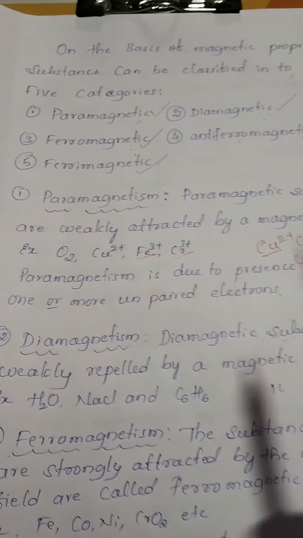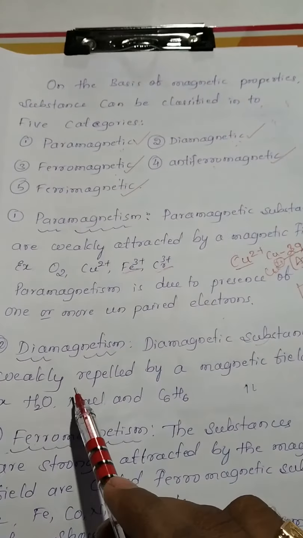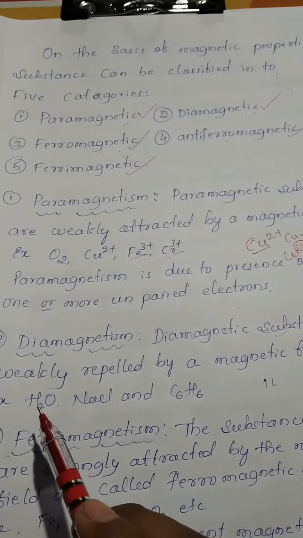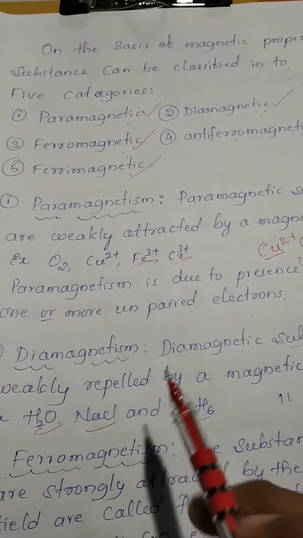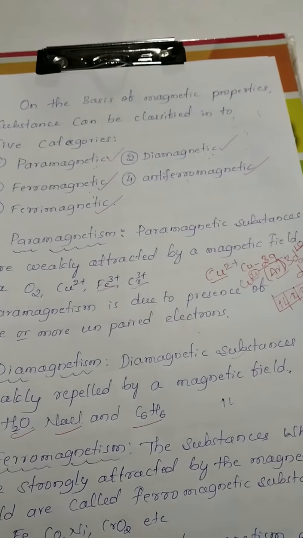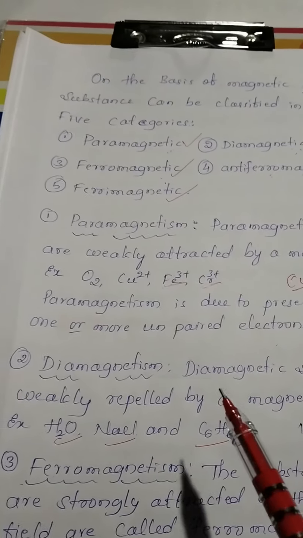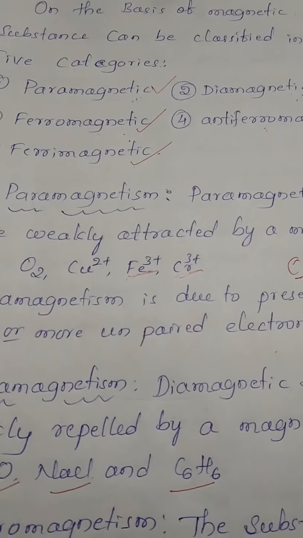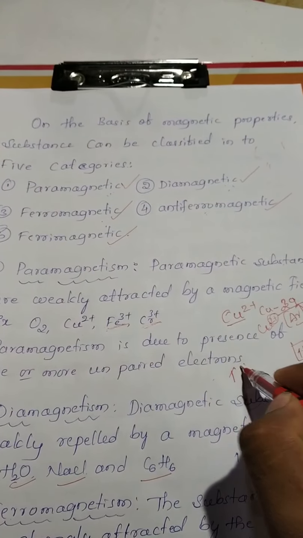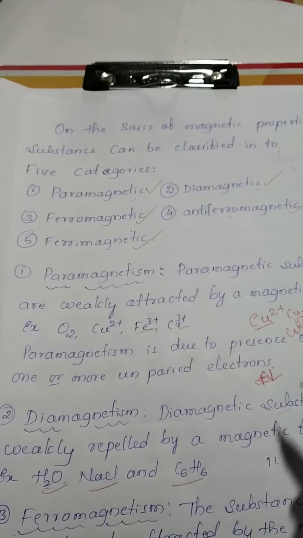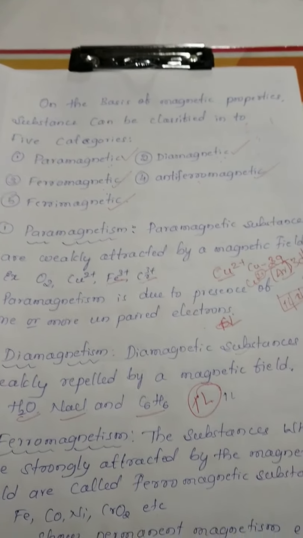Next is diamagnetism. Diamagnetic substances are weakly repelled by the magnetic field. Example H2O, NaCl and C6H6. Why are these weakly repelled by the magnetic field? Because these types of substances do not contain unpaired electrons. All the electrons are paired. Hence, these types of substances are weakly repelled by the magnetic field.